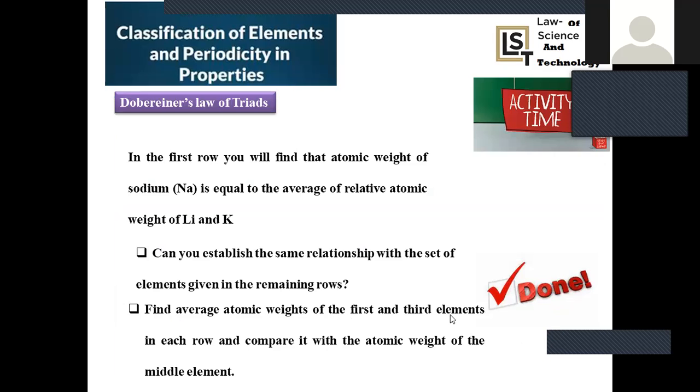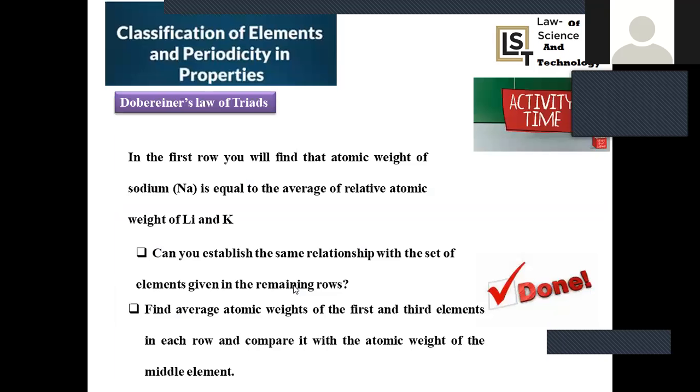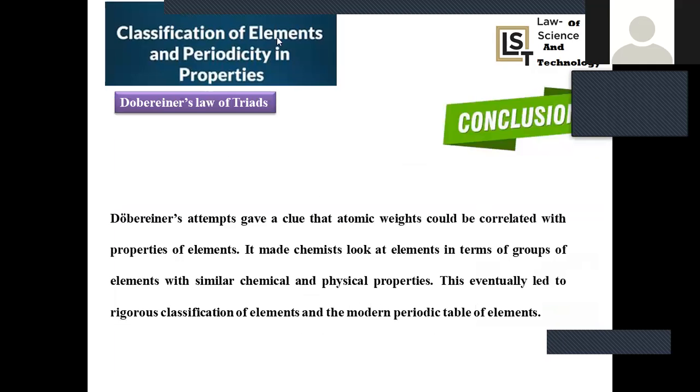Find the average of the weights of the first and third element in each row and compare it with the atomic weight of the middle element. Yes, for all the elements, we took the average and compared it with the central element, so that was verified. All are said to be Dobereiner triads. So this was completed by this activity.